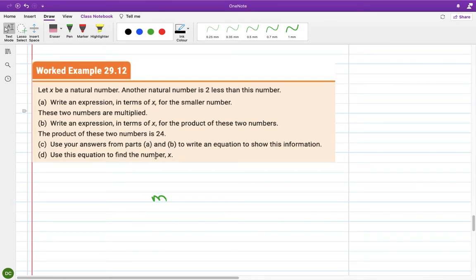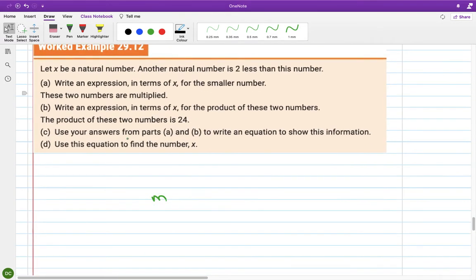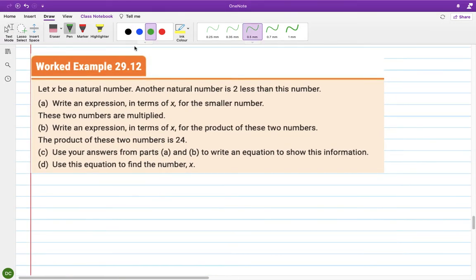We'll try this one. I don't know if I'm going to need to. I'm going to see, can we get rid of that now in a sec? So let x be a natural number. Another natural number is 2 less than this number. Okay, so the first number is x, and the second number is 2 less than that.